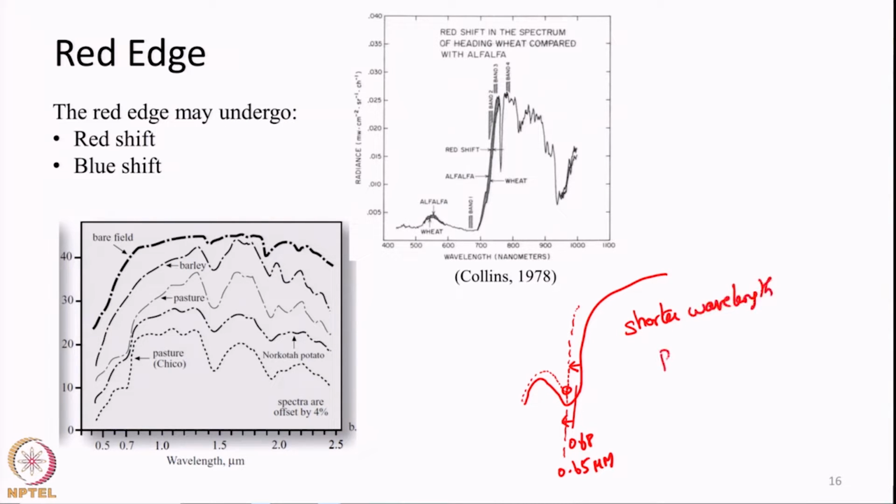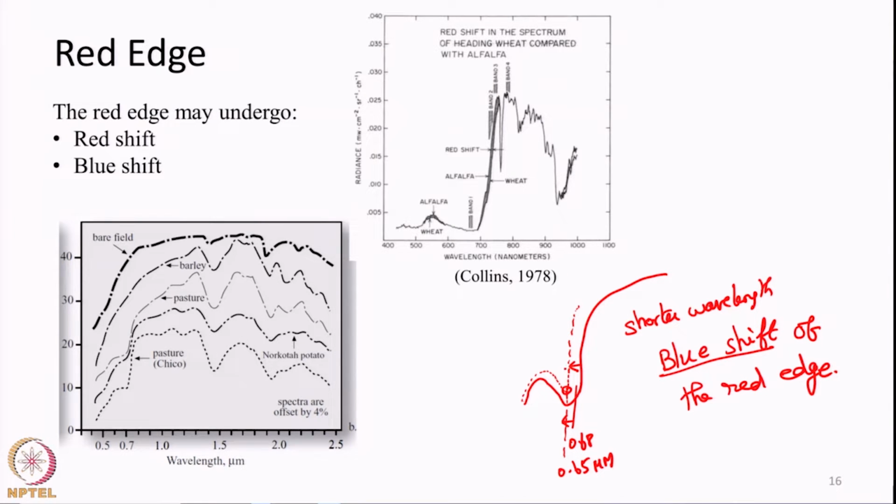This sort of shift will happen towards the shorter wavelength. We call this the blue shift of the red edge. So, when will blue shift occur? Blue shift will occur whenever the vegetation is undergoing senescence or some sort of stress. That is, when the red reflectance increases, then the wavelength at which the red edge occurs will move towards shorter wavelength.